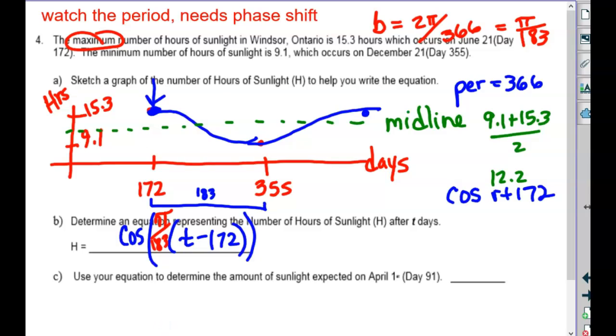The midline was at 12.2, which I never did label. Can anybody figure out the amplitude then? 3.1, is that right? It adds 3.1 here or to here to get to the midline. Okay, I think we're ready to try to graph this so that then we can make a prediction going backwards to day 91.